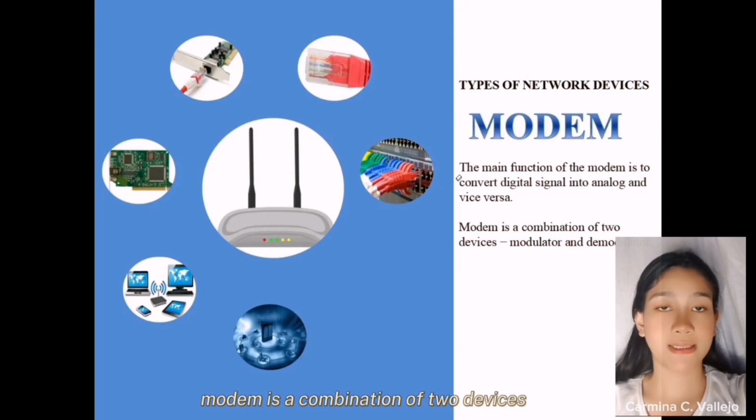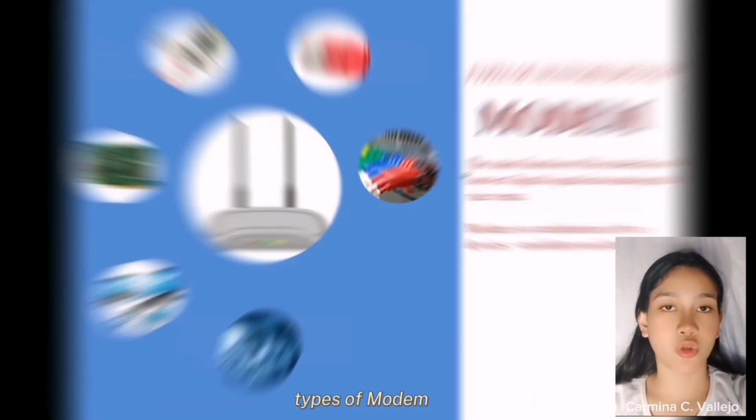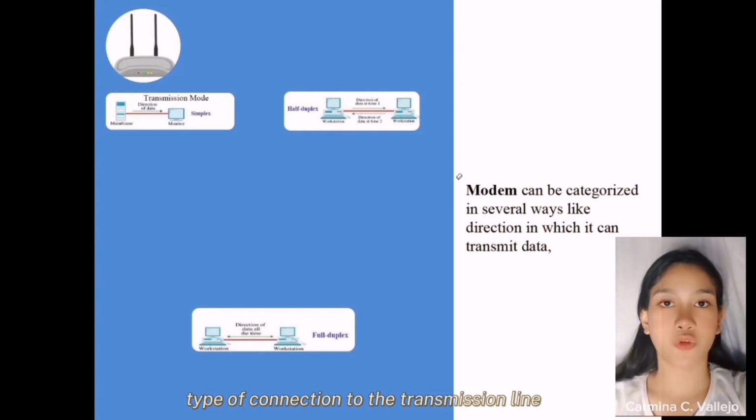A modem is a combination of two devices, a modulator and a demodulator. The modulator converts digital data into analog data when the data is being sent by the computer. The demodulator converts analog data signal into digital data when it is being received by the computer. Types of modem. Modems can be categorized in several ways, like the direction in which they can transmit data, type of connection to the transmission line, transmission mode, etc.